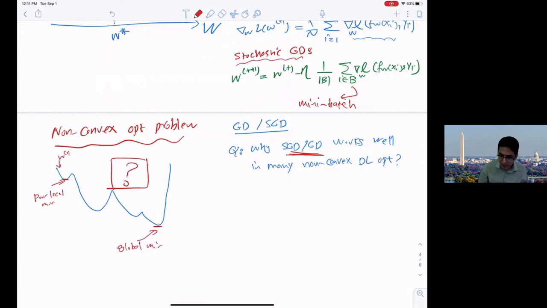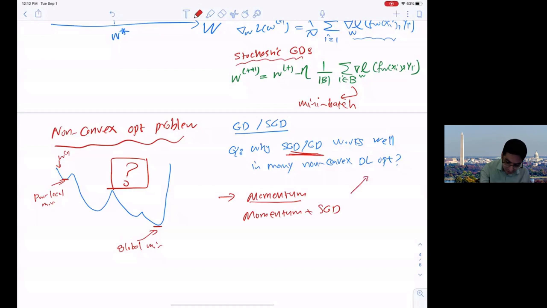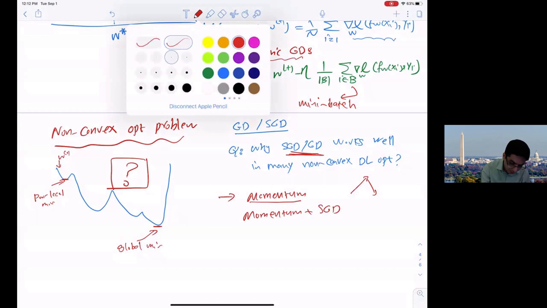There are other variations of these local search methods, like momentum. You can also have momentum plus SGD. Here you are not using the gradient itself, but you are keeping some updates and combining them with your gradient in case your curvature is high, so you don't want to change the update direction suddenly. So your updates will have some momentum from the previous parts. You can combine that with SGD.